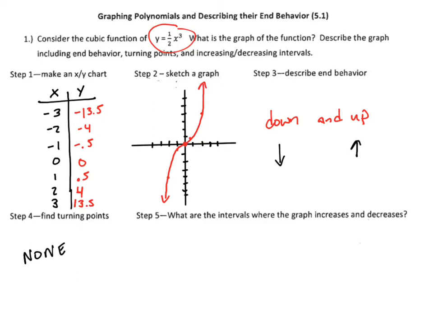And this is, what are the intervals where the graph is increasing or decreasing? Well, in this case, it's only increasing, since there are no true turning points here where it changes direction. And in this case, it's increasing from -infinity to infinity. So for all of the real numbers in this problem, it's increasing.